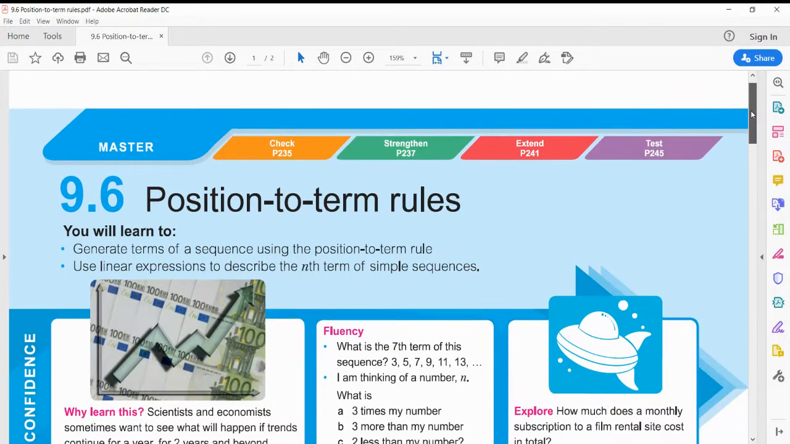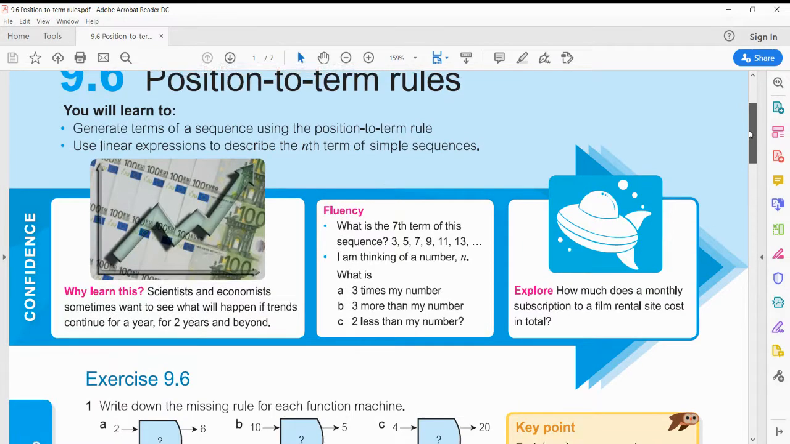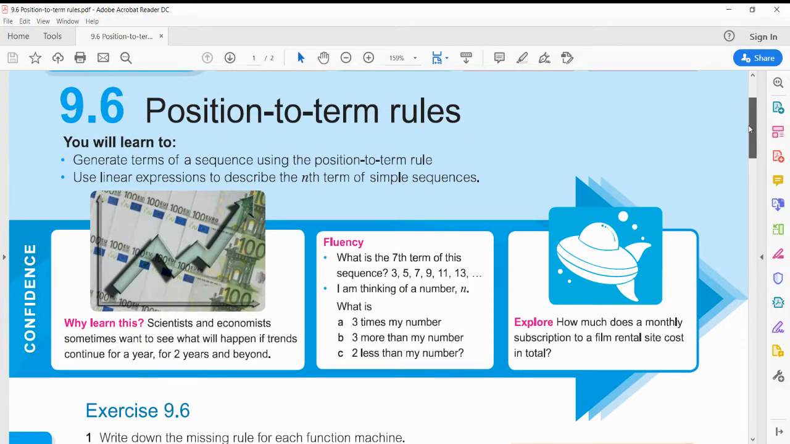So the first thing I'd say is, even though the questions start down here, there's a bunch of information at the top which you should read and have a look at, because a lot of the time it will help you get in the right frame of mind and in the right position to approach it. So we know that we are going to generate terms of a sequence using the position to term rule, and we're going to use linear expressions to describe the nth term of simple sequences.